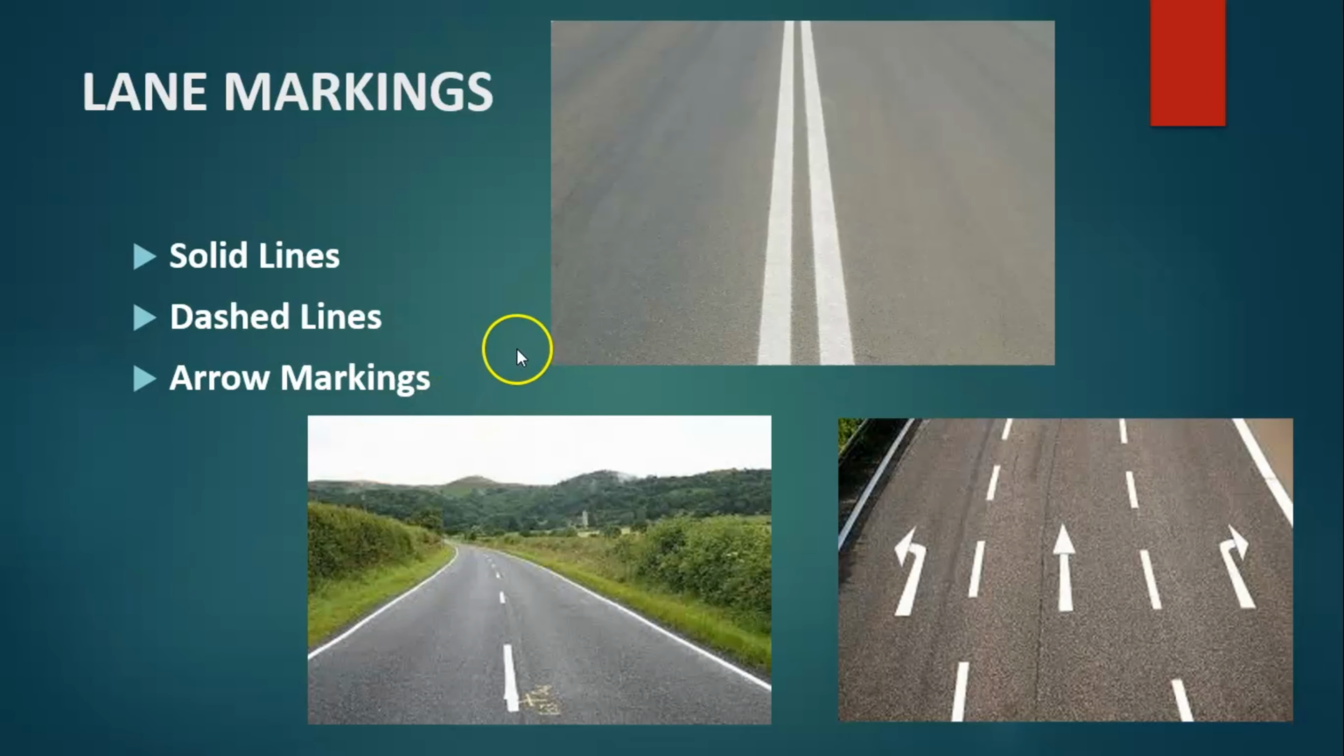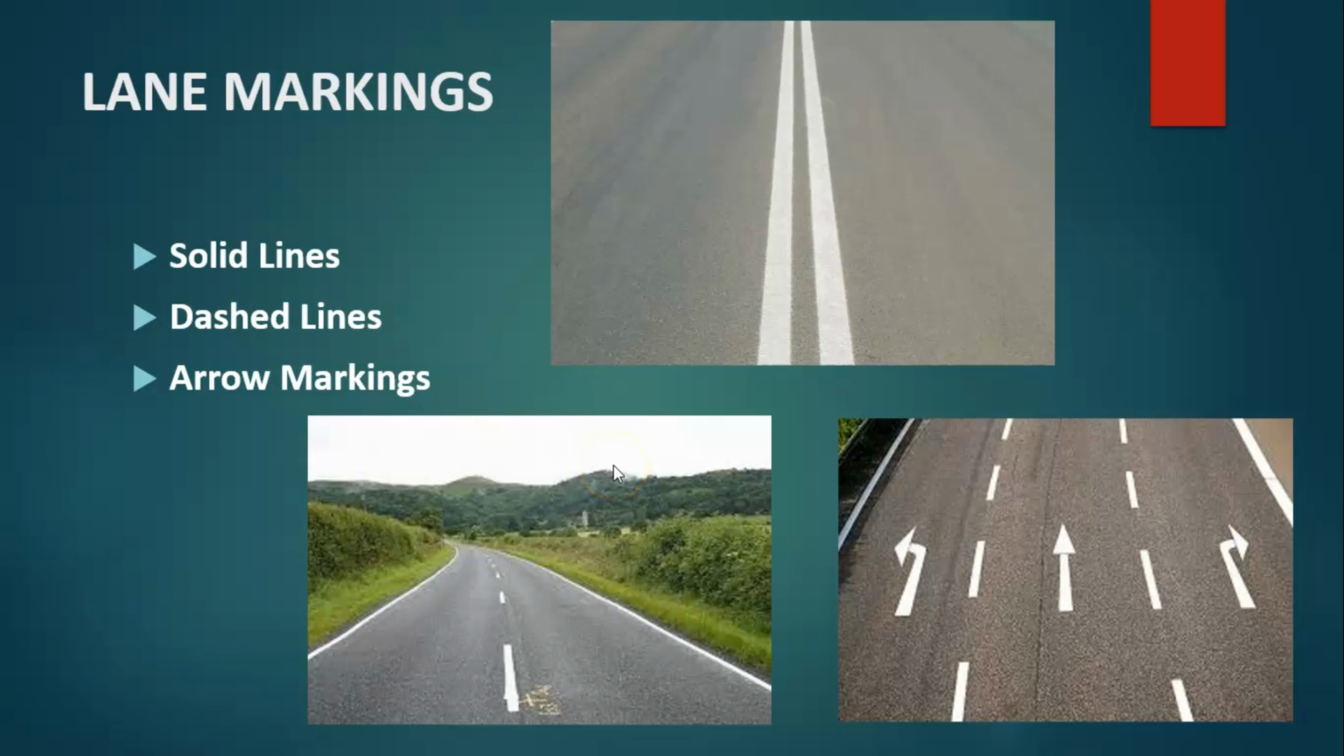The next part we're going to be looking at is what we call the lane markings. When we have markings on the road or on some of the lanes, they have a meaning. When it is a solid line, it means something. When we have a dashed line, it also means something. Then when we have arrow markings, they have a meaning too. So we're going to be looking at the meanings of these three different lane markings.